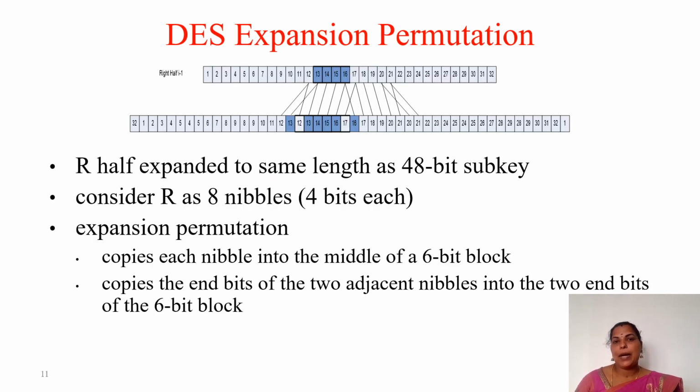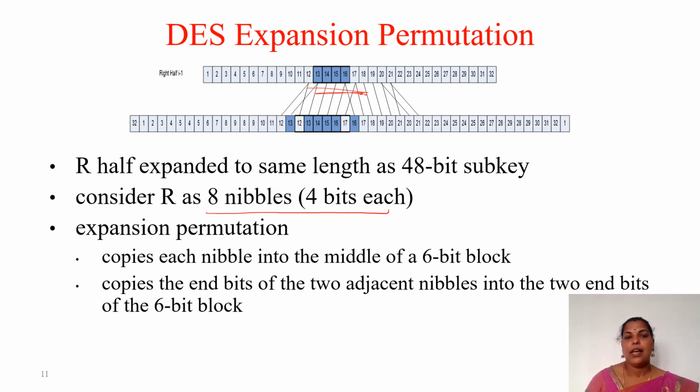So this is the expansion permutation. Where we apply this expansion permutation, we get a 32 bit input, but if you want to XOR this 32 bit with the key, we have to make it 48. That is why we expanded this. So how do we perform this expansion? The R half is expanded to the same length as the 48 bit subkey. We consider R as 8 nibbles, that is 4 bits each. Here you can see one example, 4 bits, that is 1 nibble.